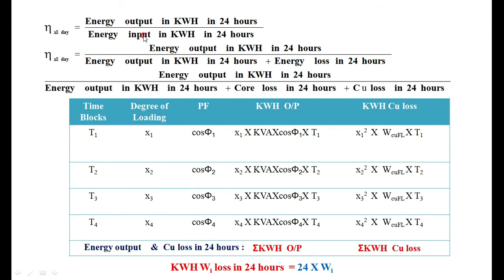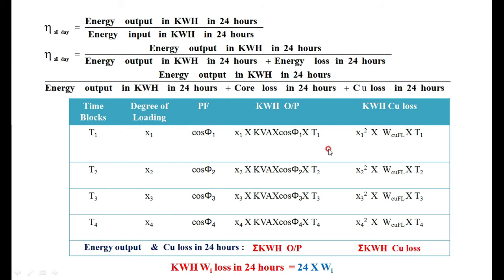And this energy input in kilowatt hours for 24 hours is expressed in terms of energy output plus the losses for 24 hours. Therefore, energy input equals energy output in 24 hours plus energy loss in 24 hours. Energy loss in 24 hours for the transformer, once again, is divided into the core loss for 24 hours as well as the copper loss for 24 hours.